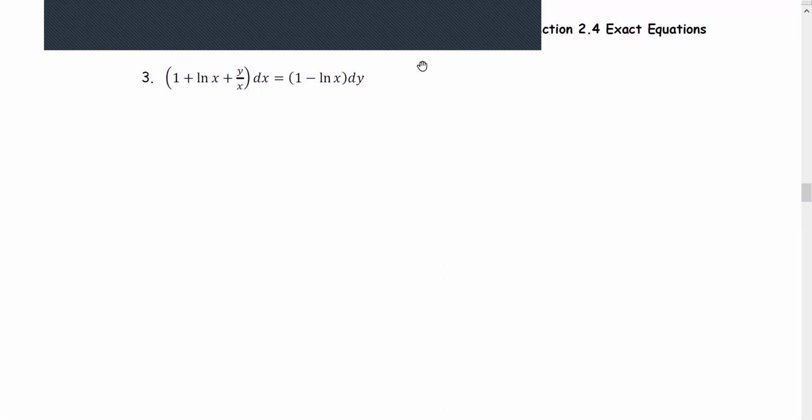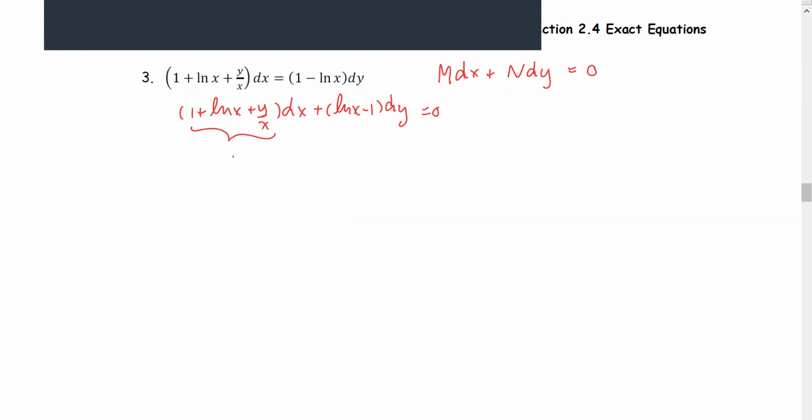Example 3, 1 plus log x plus y over x times dx equals 1 minus log x multiplied by dy. Recall the exact equation will be in the form of M dx plus N dy equals 0. So we are going to rearrange the terms to have the right-hand side equal 0. And we get 1 plus natural log x plus y over x times dx plus the natural log x minus 1 dy equals 0. Therefore, M is 1 plus log x plus y over x, and N is natural log x minus 1.